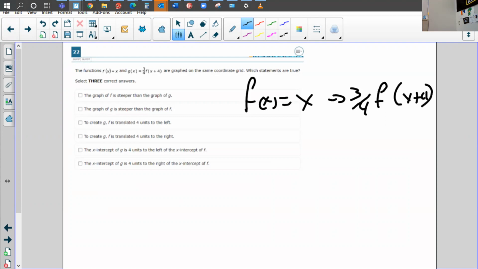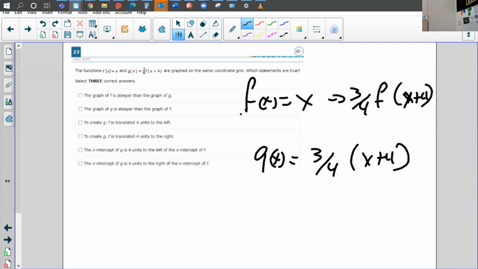All right. So if we write this out, we can simplify this. Before I do that, let's look at this. It asks you, is the graph of f steeper than g? Well, let's look at the new equation, right? We're going to have 3/4 times x plus 4. And if I multiply through, that's my new function g of x.